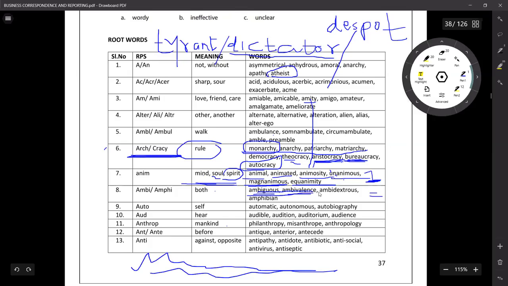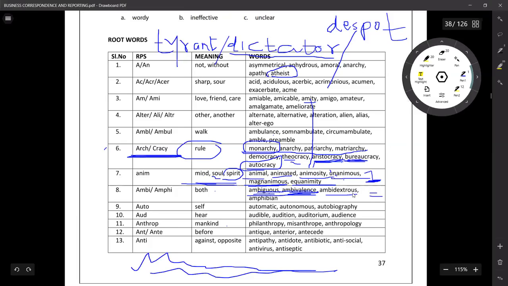Unclear. Ambivalent, correct, Bharat. Ambivalent is uncertain. When you're not able to decide, you say, what should I do? Should I take up this course? Should I not take up this course? Should I go on the trip? Should I not go on the trip? Should I buy this? Should I not buy this? You're very ambivalent. You're unable to decide. You're unsure. So ambiguous is unclear. Ambivalent is unsure.